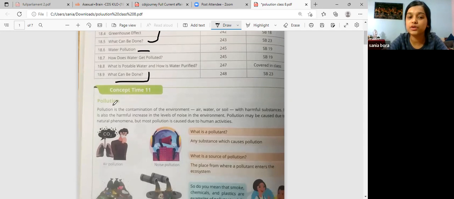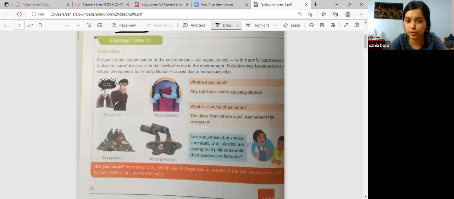Okay, so first is, ma'am, what is pollution? Pollution is a contamination of the environment. Contamination means it becomes dirtier, right? So pollution is the contamination of the environment, air, water, or soil with harmful substances. It is also the harmful increase in the level of noise in the environment. Okay, clear?